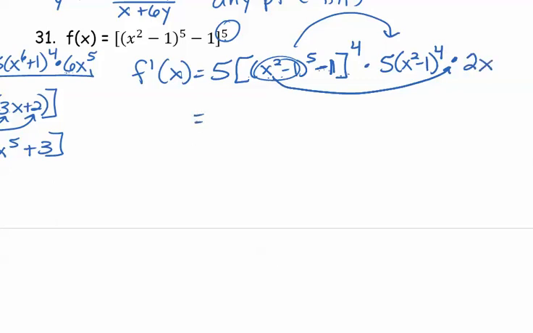So if we clean this up, 5 times 5 times 2. So let's put a 50x out in front, and then we'll just leave this term. We don't want to expand this. That answer is as good as we can get it.